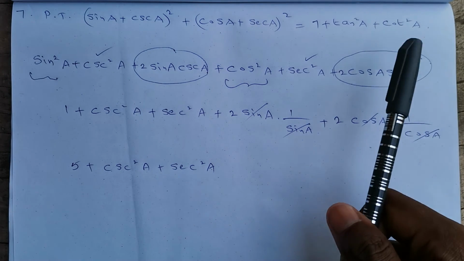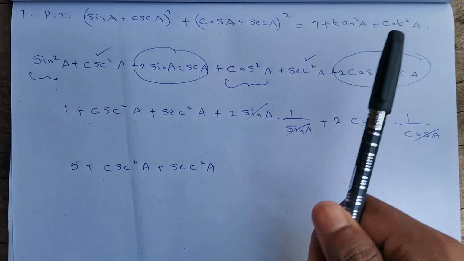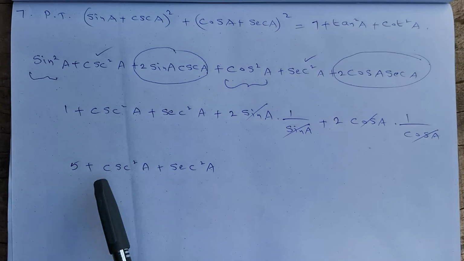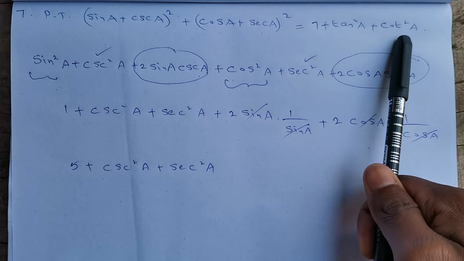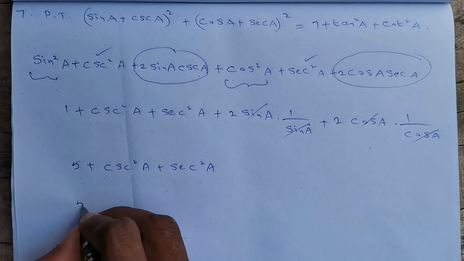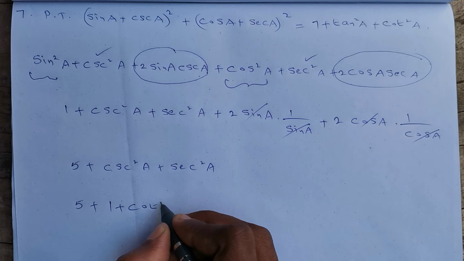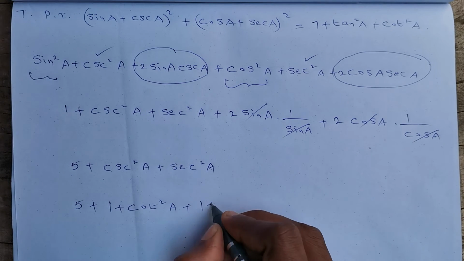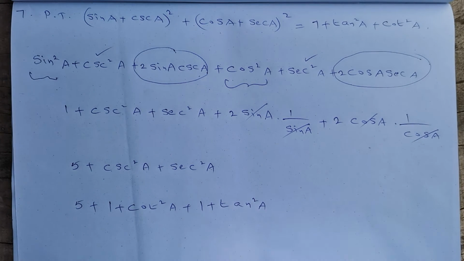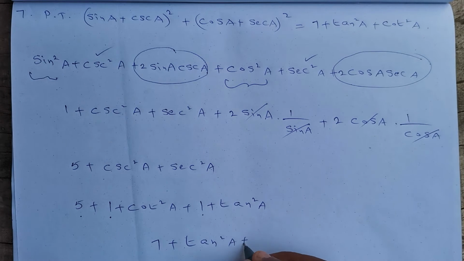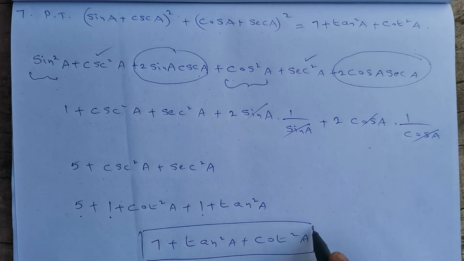But in the RHS we have tan square and cot square. Here we have secant and cosecant. So secant and tan, one identity is there. Cosecant square and cot square, one identity is there. So let us use that identity. 5 plus cosecant square A is nothing but 1 plus cot square A, plus secant square A is nothing but 1 plus tan square A. 5 plus 1, 6, plus 1, 7, plus tan square A plus cot square A. So finally proved.